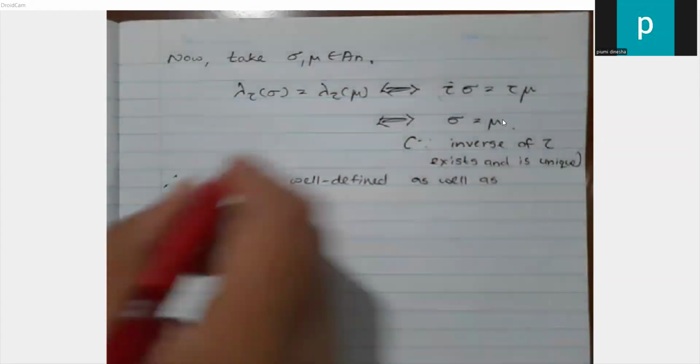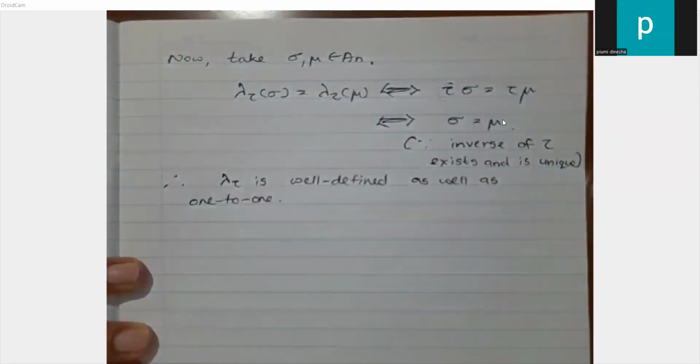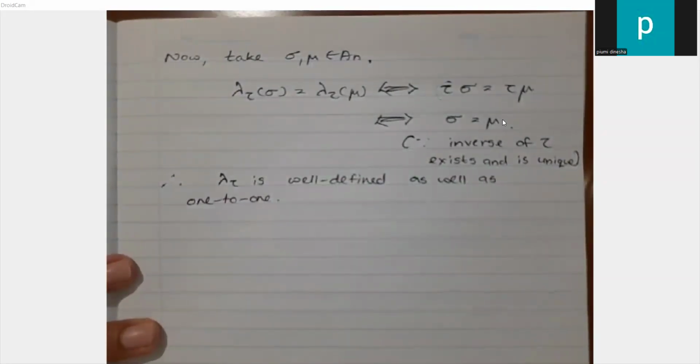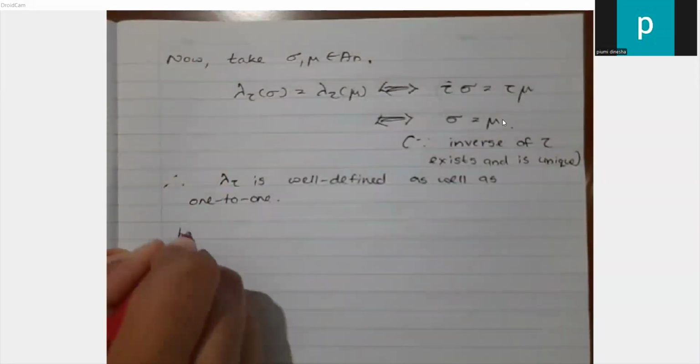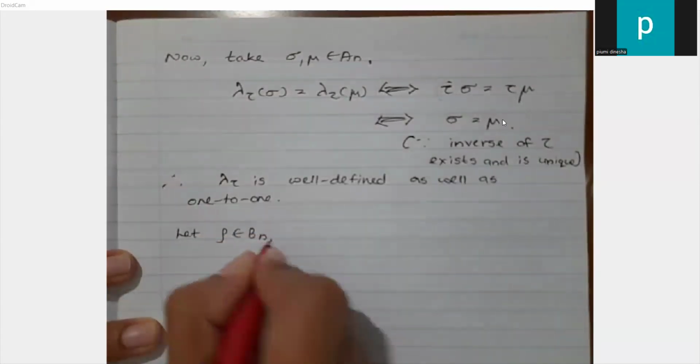Therefore, lambda tau is well-defined as well as one-to-one, right? It's well-defined as well as one-to-one. Now we have to show that lambda tau is an onto function. So we take any element from Bn. That would be an odd permutation, right? So let rho be an element in Bn.